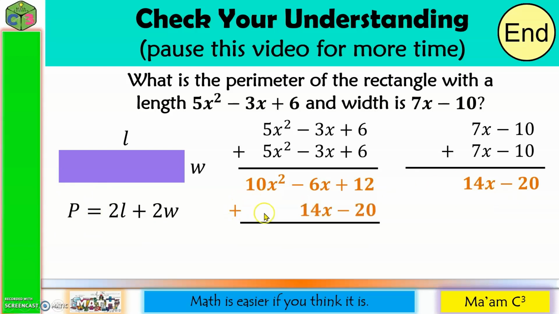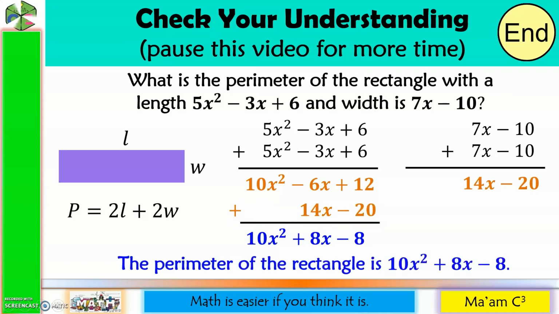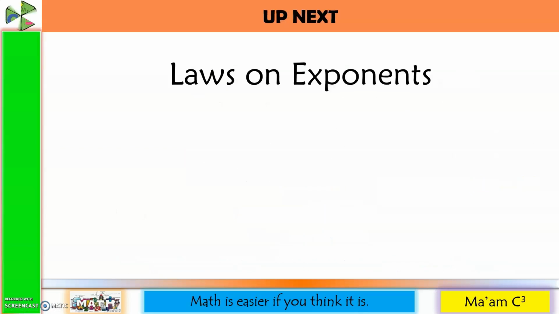10 plus 0 is still 10, so 10x squared. Negative 6x plus 14x is positive 8x. Positive 12 plus negative 20 is negative 8. So the perimeter of the rectangle is 10x squared plus 8x minus 8. Our next topic will be laws of exponents.